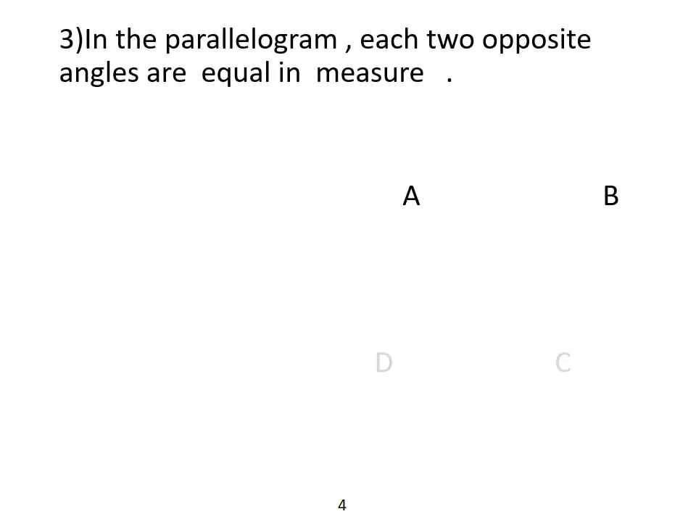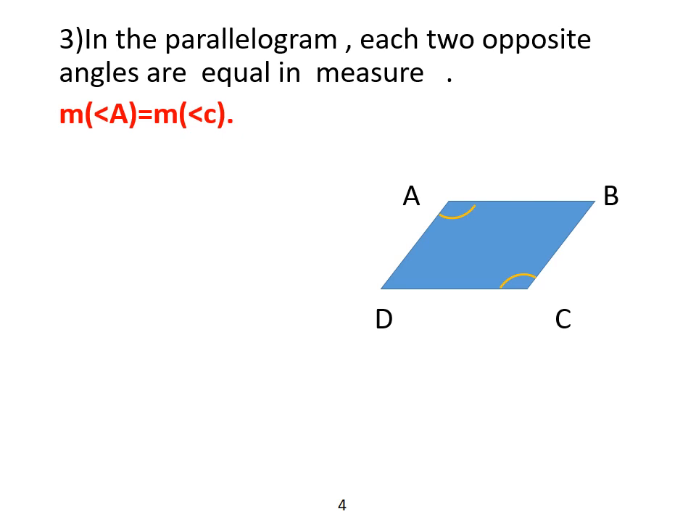In the parallelogram, each two opposite angles are equal in measure. For example, measure of angle A equals measure of angle C, and measure of angle B equals measure of angle D.